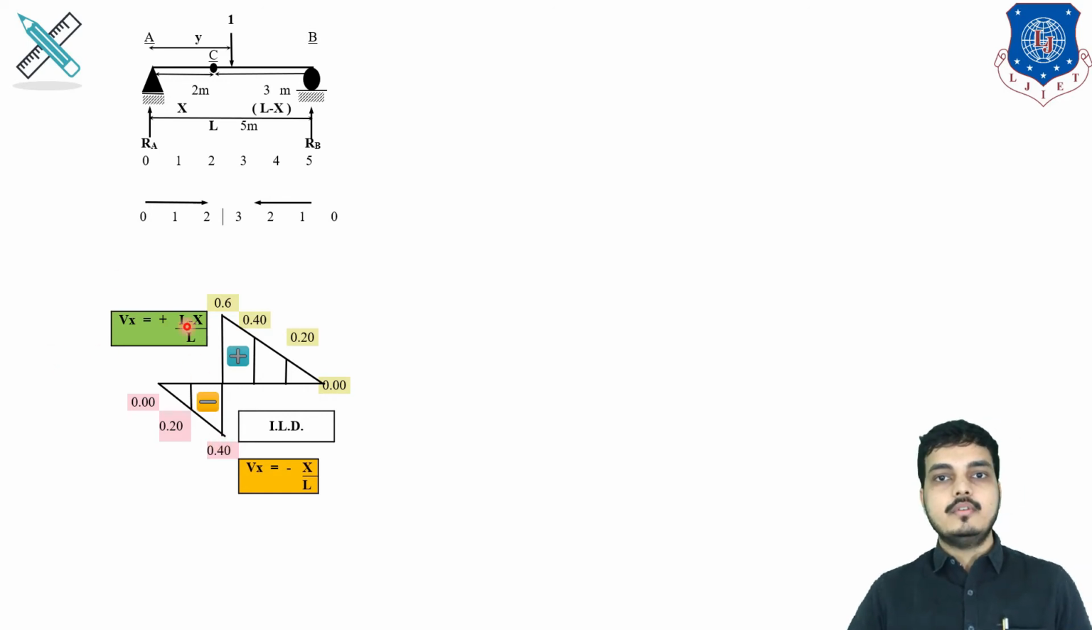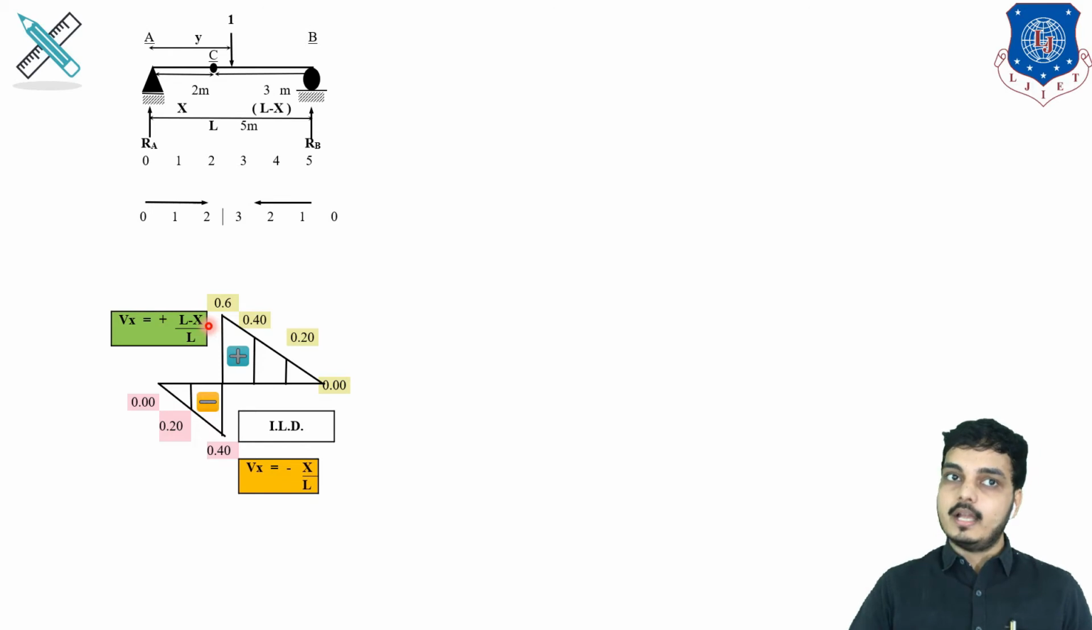So the peak relation: positive Vx is nothing but (L minus X) upon L, and negative is nothing but X upon L. Here X is not a varying function like Y. X is given at a 2 meter section. So I have made this section at 0 to 2. Here L is 5, X is 2. So 5 minus 2 is nothing but 3 upon 5, which is 0.6, and 2 upon 5 is nothing but 0.4.